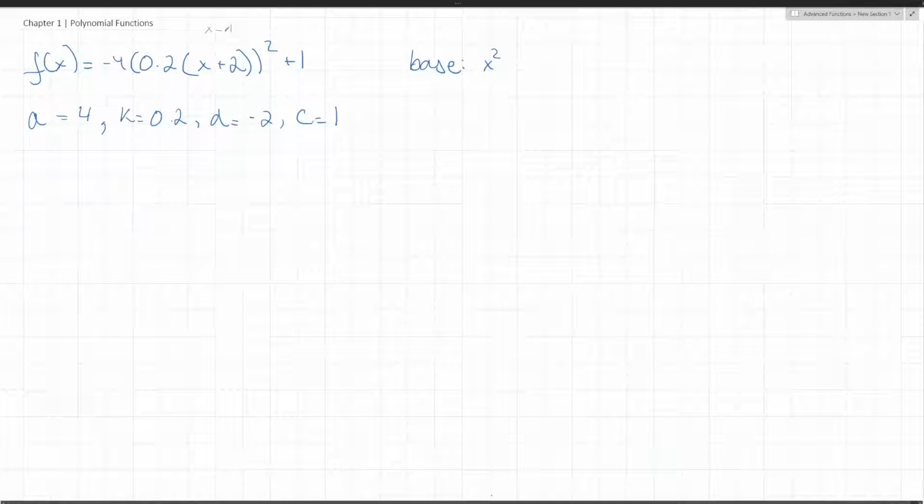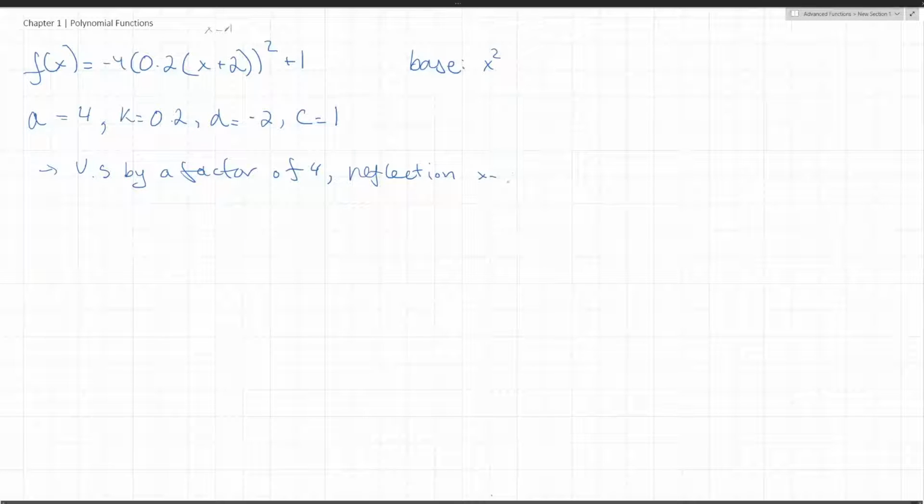From here on, we can start describing what actually happened to the graph. Also, please note that it's not -4 as the a value; the minus simply signifies that it has been flipped onto the opposite side. Okay, so let's get going. Since we have an a value of 4, it has to be vertically stretched by a factor of 4. And again, it was negative, which means it's a reflection in the x-axis.